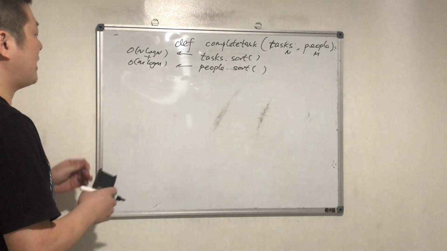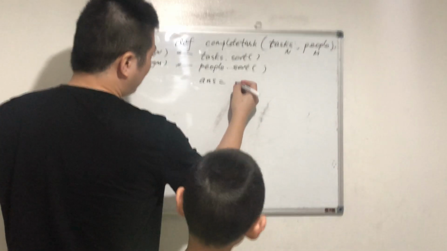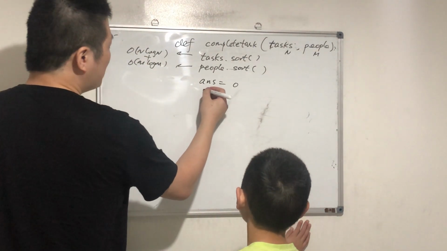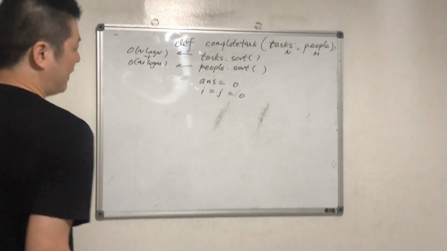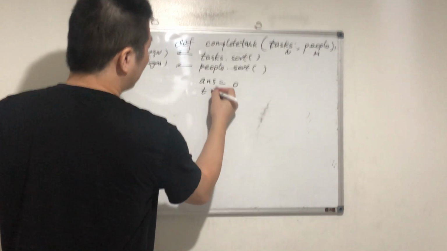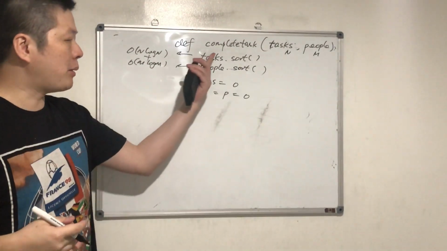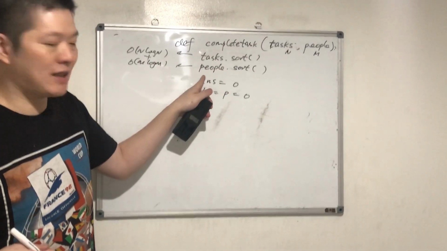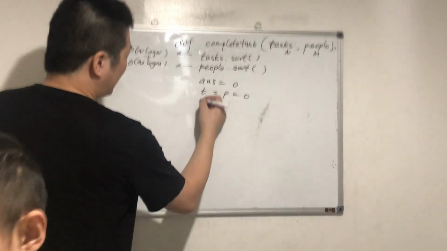Okay, good question. Now look, let's say the answer is the number of jobs we can complete at the maximum. At the beginning it's 0. Now let's have two pointers, t equals p equals 0. Task equals people equals 0. These are the pointers pointing to the beginning, which is the smallest task and the smallest people, the index. Okay, the length. Let's just do it.